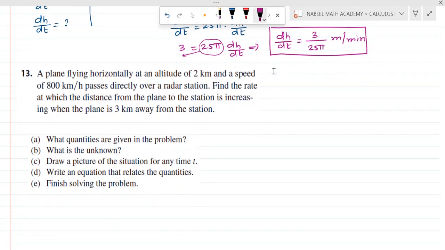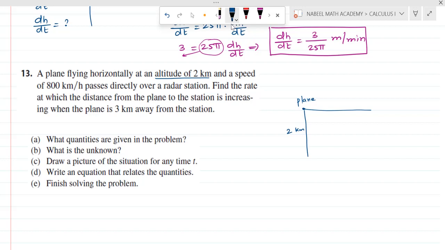A plane is flying horizontally at the altitude. What do you mean by altitude? It is nothing but the height. So this is actually the scenario. This is a plane which is flying at the height of 2 kilometers, horizontally.